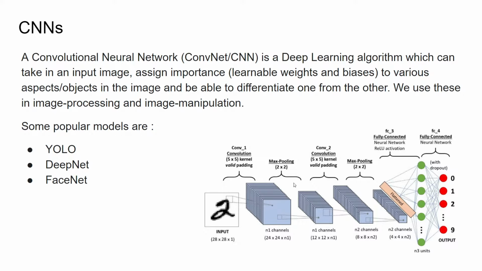Then we apply some max pooling, which is another operation done to reduce the size of the data of a layer. Then we apply the convolution again.